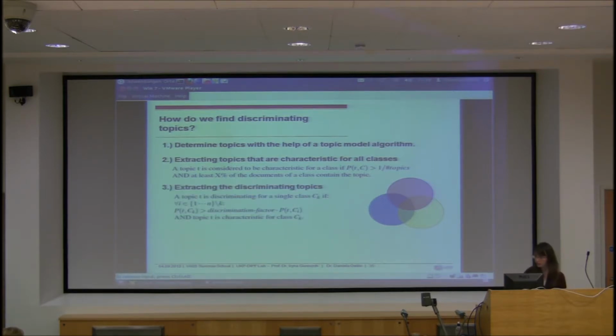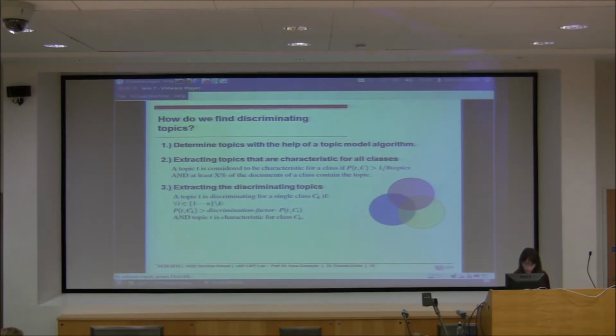Next, we would like to find discriminating topics. These are now the ones here. And now we say that the topic T is discriminating for a single class, CK, if for all I in that set of classes, the probability that T belongs to class CK is bigger than a discrimination factor times the probability of the next smaller class probability for that topic, and the topic must be characteristic for that class again. So basically the discrimination factor is something given by the user, and the topic has to be significantly more important for this class than for all the other classes.